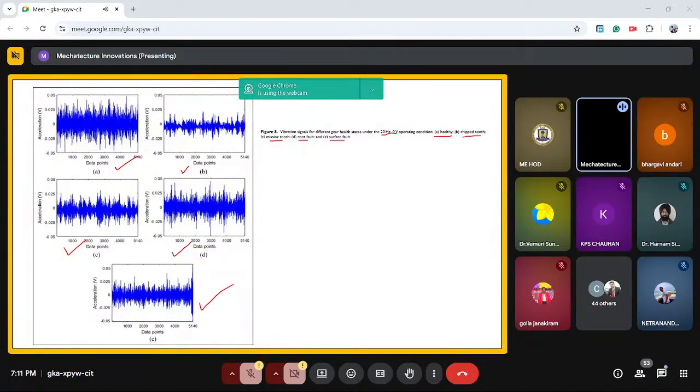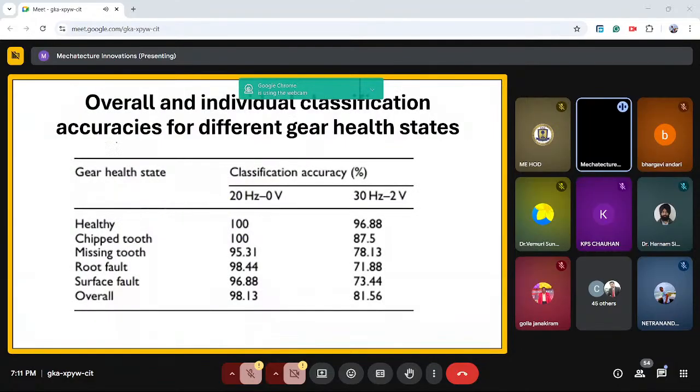So when the machine is running, what is the pattern of each peak at this same condition at the same data points? If the pattern is same, then it is healthy. If the patterns are not same, then there is a problem. And by our analysis, in fact, we proved in the research paper that we were able to predict 100% success for the healthy system when it is running at 20 hertz and zero torque.